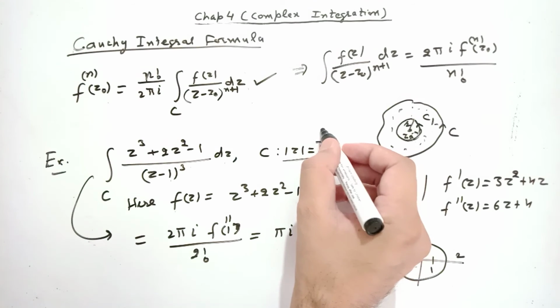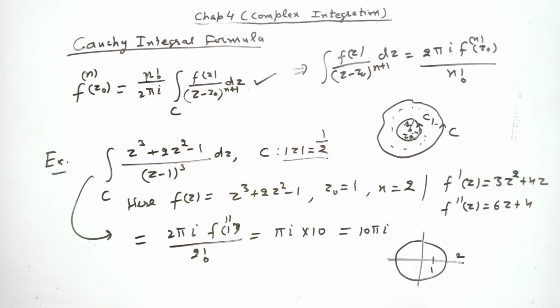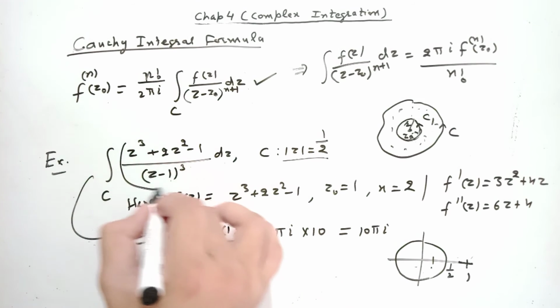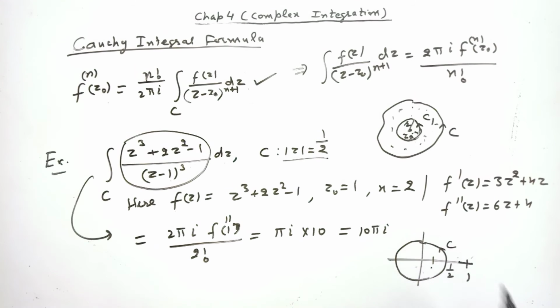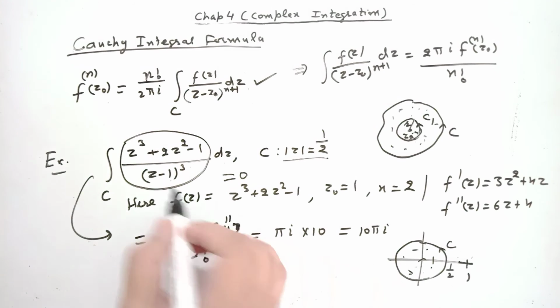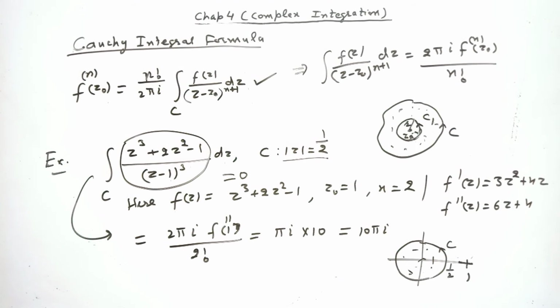What if the contour is given by mod z equal to half? Radius of the circle is 1 by 2. In that case, 1 lies outside. So can you apply Cauchy integral formula? There is no need to apply, because in that case, this whole integrand is analytic within and on this contour C. Singularity is lying outside. So you can apply directly Cauchy theorem. According to Cauchy theorem, its answer should be 0, because if a function is analytic within and on the given contour, then integral along such a contour is 0. Okay, so make sure that singularity lies inside the contour before applying Cauchy integral formula. Is it fine?